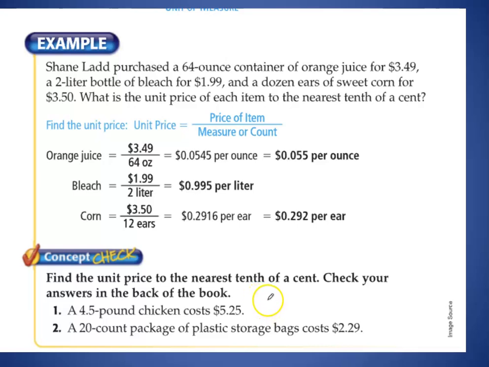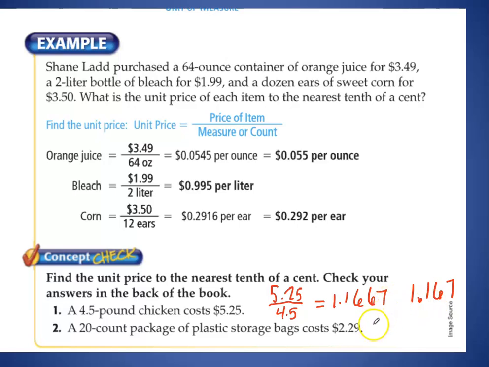Okay, for number 1, you're going to take the price, $5.25. I'm going to divide that by 4.5. And that equals 1.1667. And if I'm actually rounding it, 1.167. So there are 3 numbers after the decimal. And then sometimes if you want to make it 2 numbers, that's fine, especially when we're just finding unit price.